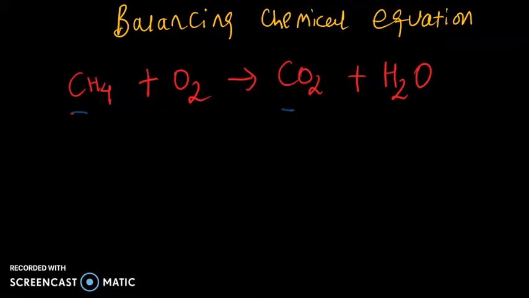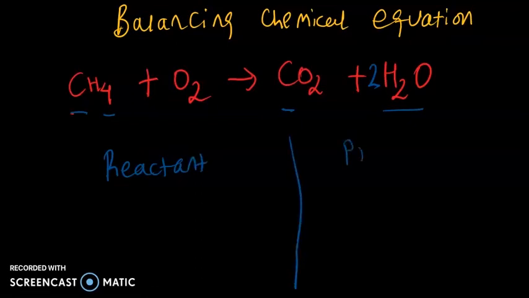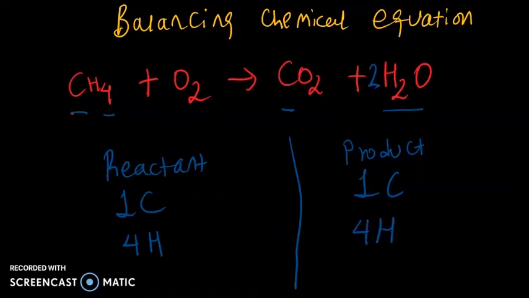We have 4 hydrogen here, and how many hydrogens do we have? 2. So since we have two hydrogens, we have to multiply this by 2 in order to get 4 hydrogens. Remember, the reactant and the product side must be the same. So in fact, let me write the reactant side and the product side. So we have 1 carbon, also 1 carbon, and we have 4 hydrogen in the reactant side, and we have 2 hydrogen in the product side. So we have to multiply by 2 to get 4 hydrogen.